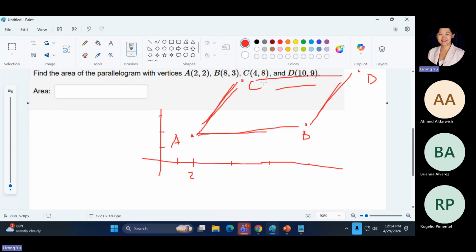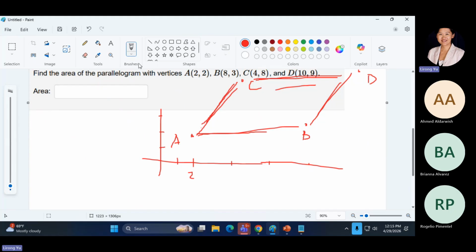One way to do this is you can see the CD vector is 10 minus 4, 9 minus 8. So that's basically 6, 1. And the vector AB is 6, 1 as well. So that gives you the idea that AB is parallel to CD after you determine the vector. Are we okay? So you can find the component for AB, 6, 1, component for CD, also 6, 1. So we know they're parallel, so the shape is fine.